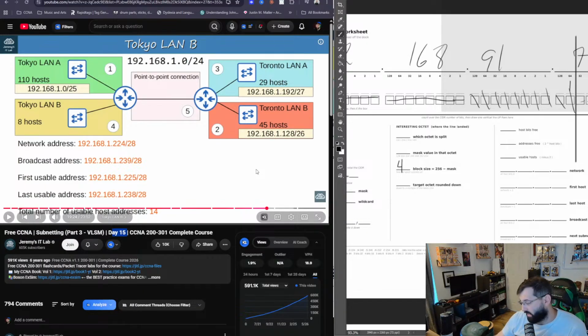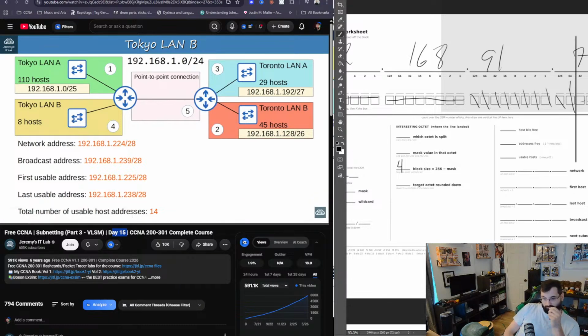Man, then we have default gateways and everything. Man, it gets complicated. To sign, and that is the point-to-point connection between these two routers.